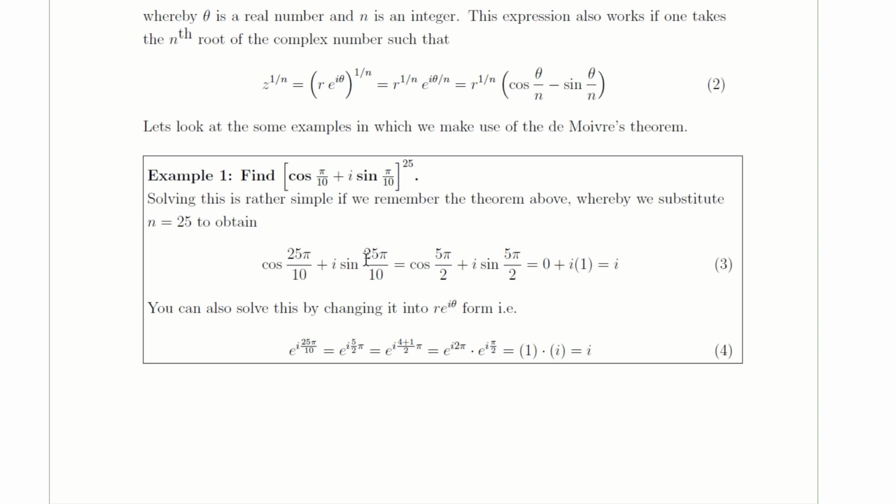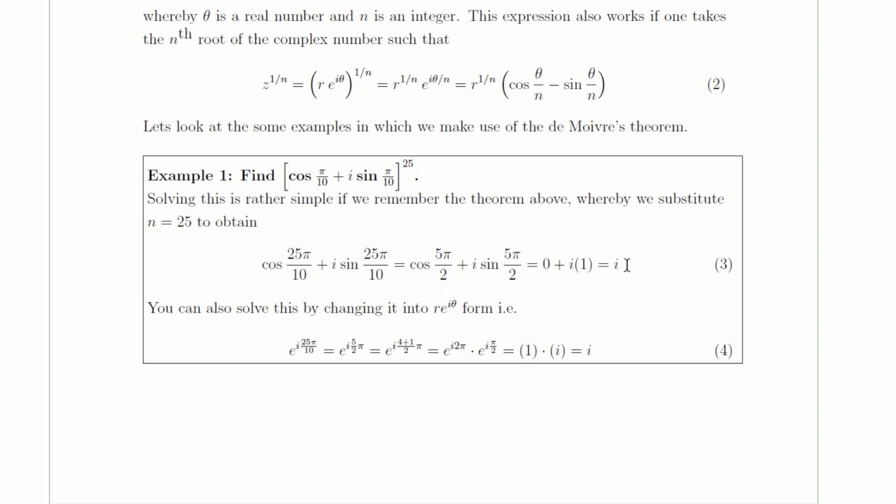plus i sin 25π/10, and then you can simplify these numbers by dividing both the numerator and the denominator by 5, so that you now have cos 5π/2 plus i sin 5π/2. Here you will see that cos 5π/2 is equal to 0, whereas sin 5π/2 is equal to 1, and therefore this expression is equal to i.